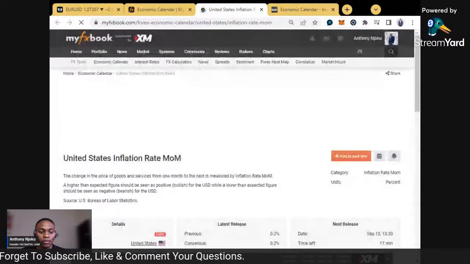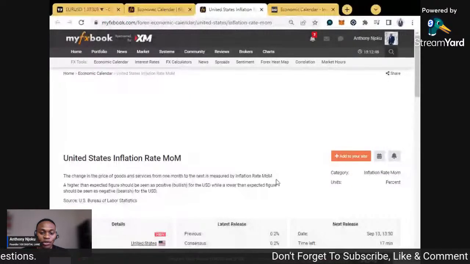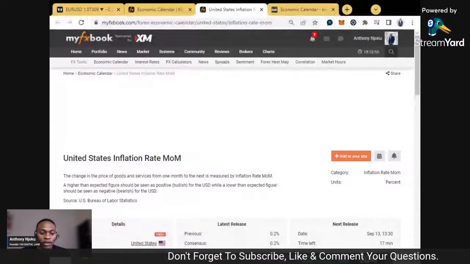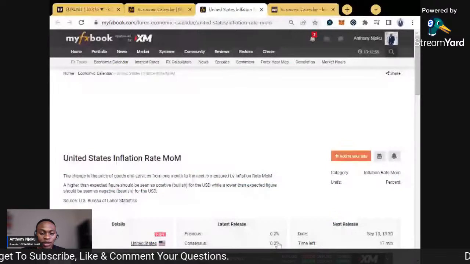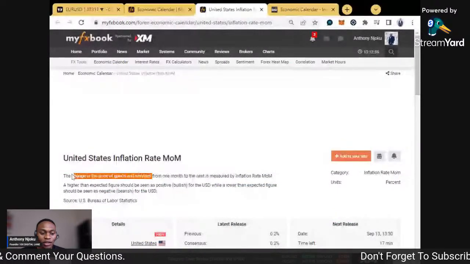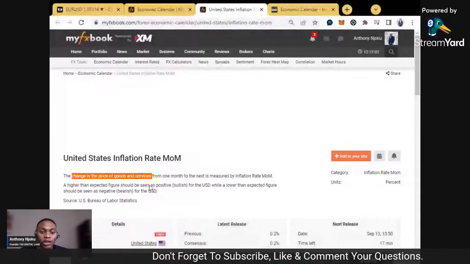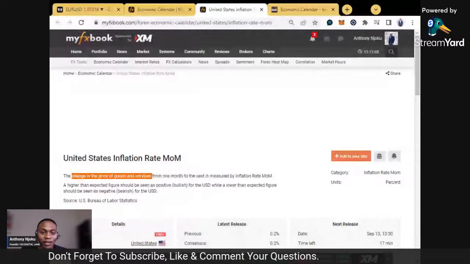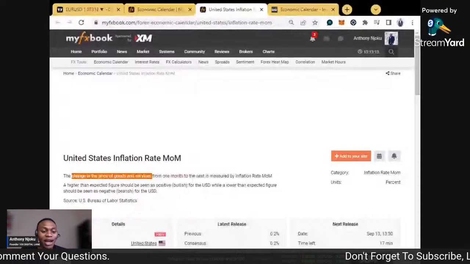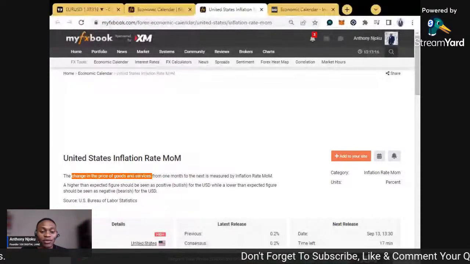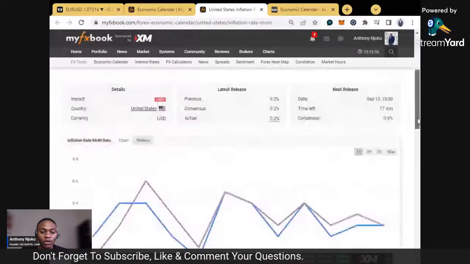The change in the prices of goods and services from one month to the next is measured by inflation rate month over month. That's what it tracks, the change in prices, and this is known as the third most impactful news event in the market. A higher than expected figure should be seen as positive for the dollar, while a lower than expected figure should be seen as bearish or negative for the dollar.